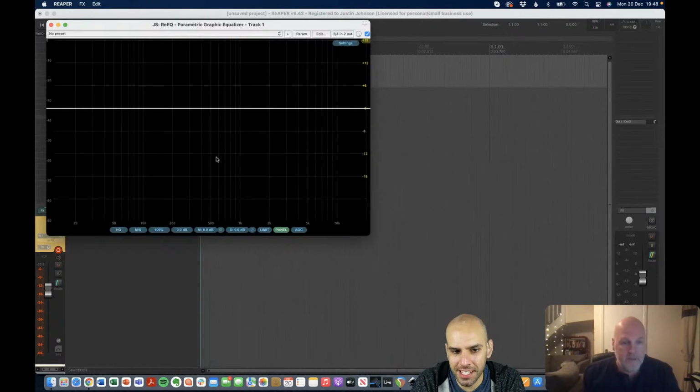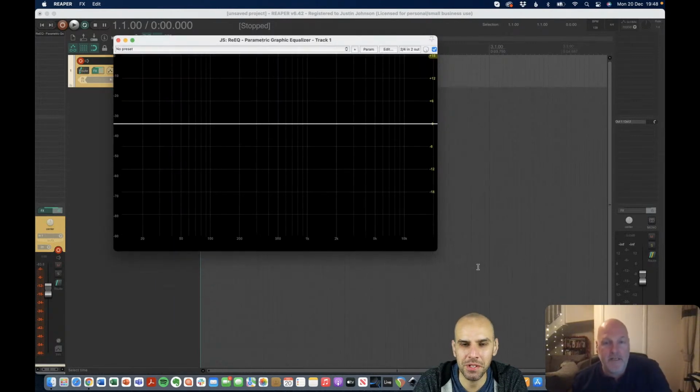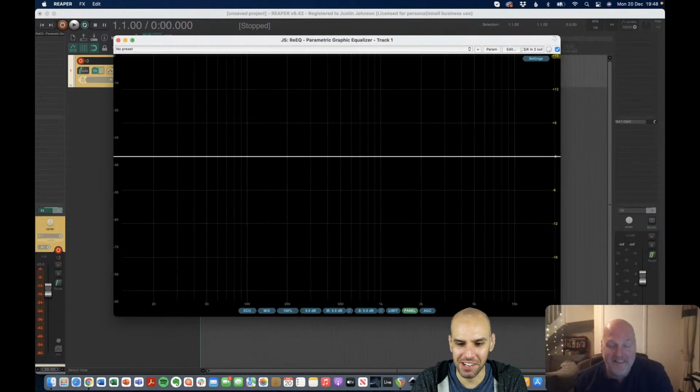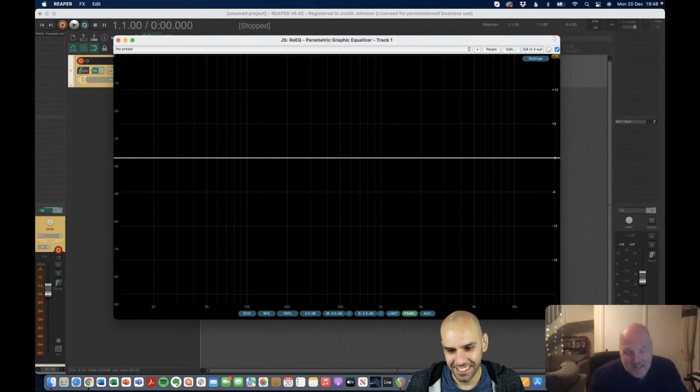The oversampling is cool because it's one of those things that you want to get right, but in 99% of the cases, it doesn't really matter. You are not going to hear the difference. But ReEQ gets it right. Yes, it does get it right. I'm a stickler for trying to get things right.